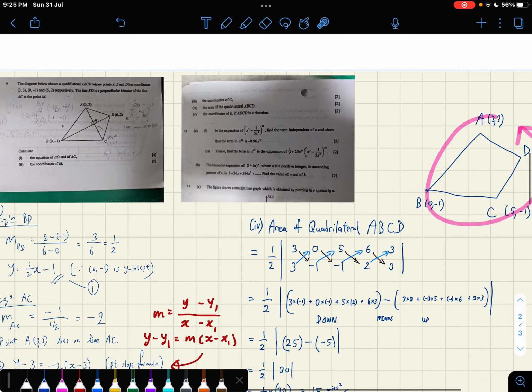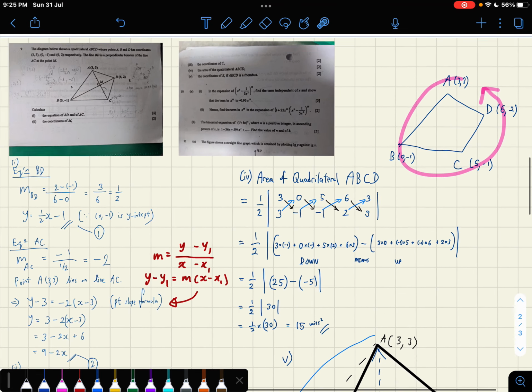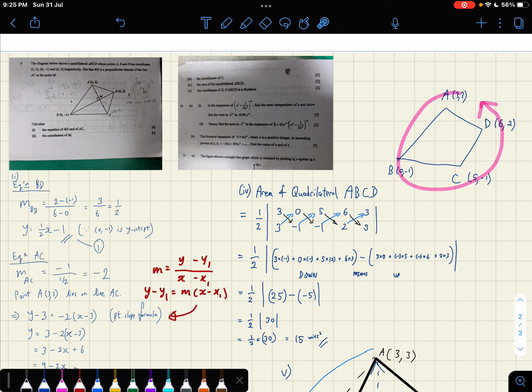So how do you find the area of a quadrilateral? Here's the trick. This is called the shoelace formula. In the shoelace formula, you identify the 4 coordinates first. Here I labeled them as 3, 3; 0, negative 1; 5, negative 1, which we just found; and 6, 2. I choose to go in an anti-clockwise direction from point A to point D. A, then B, then C, then D.